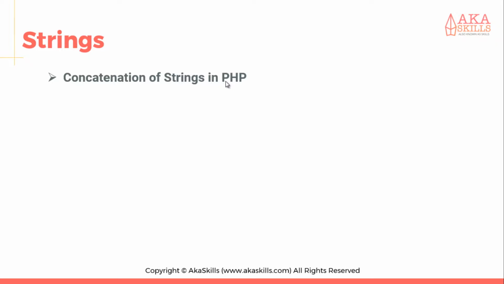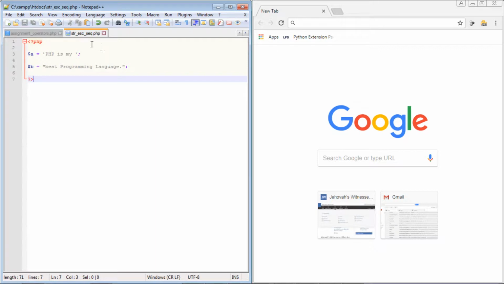Now let's get back to our code. You will notice on my screen here that I am in a string escape sequence.php file, and we have like 2 lines of command in this code. From line 3, you will notice that a variable a has been created and is set to the value PHP smile. Then another variable b has been set to the value best programming language. Alright, at this point now we want to concatenate these 2 variables, and by concatenation I mean join. How do we do this?